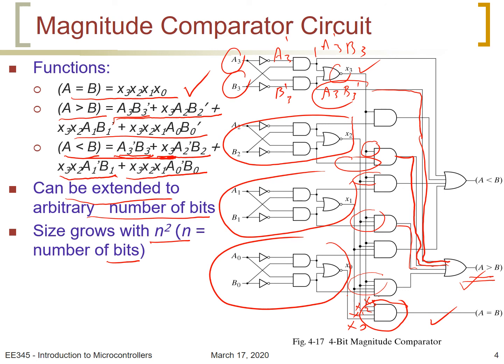Same thing exactly for A less than B. That's equal to A3 prime B3 as we see here. So we get it from the other part, A3 prime B3 here, or X3 and A2 prime B2, or X3 X2 A1 prime B1, or X3 X2 X1 A0 prime B0, which we obtain through these AND gates also. So that is the 4-bit magnitude comparator. Again, the beauty of this is that it can be extended to any number of variables, any number of bits for A and B, and the circuit is very much the same.